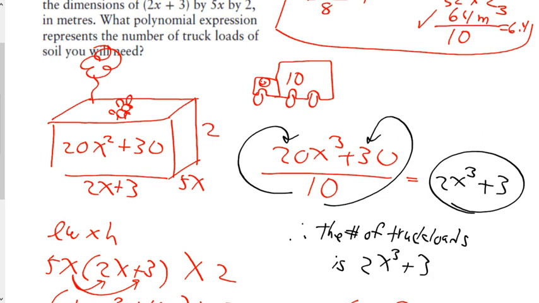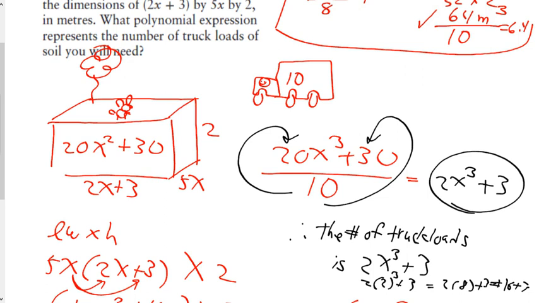And people are like, that doesn't make sense. That's not a number. Well, it is a number if I give you a value for x, isn't it? What if I told you x is 2? Then you would say, well, that's 2 times 2 cubed plus 3 truckloads, or 2 times 8 plus 3 truckloads, or 16 plus 3. That's 19 truckloads of dirt if x is 2.